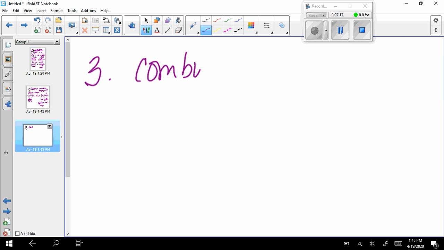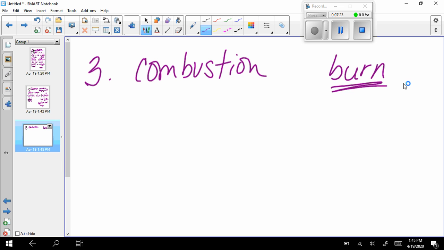Number 3 is called combustion. And when you have a combustion reaction, you are burning something. So in our Zoom last week, we went over these reaction types, and someone said, oh, you burn propane in a grill. Could we start with propane? And absolutely we could. So prop means 3.